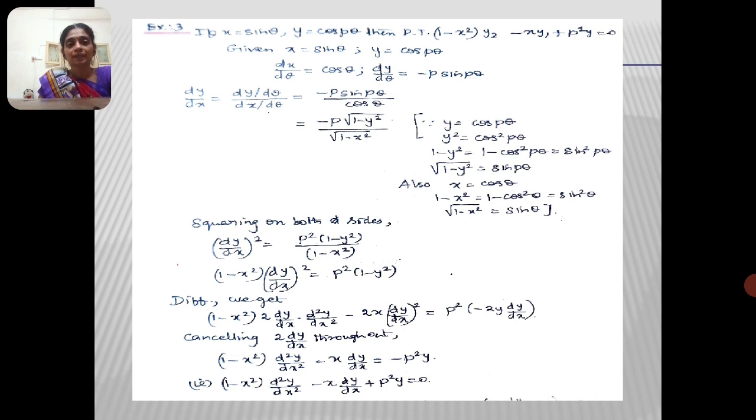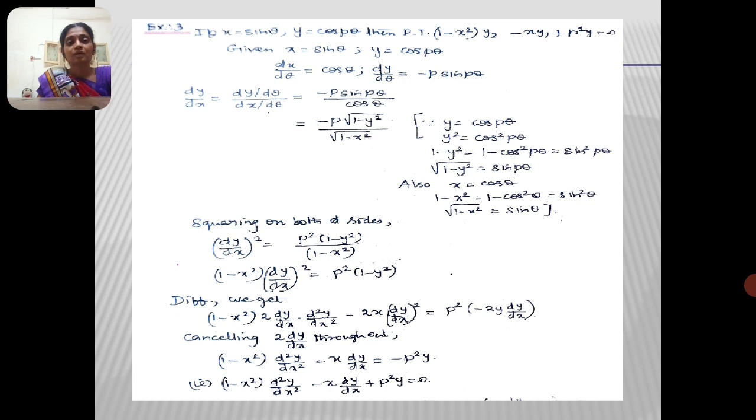Now we write sin p theta value and cos theta value. That is given y equal to cos p theta. So we have to find out sin p theta. So we make use of the identity cos square theta plus sin square theta is 1. So sin square p theta can be written as 1 minus cos square p theta. This can be written as 1 minus y square. So sin p theta can be written as root of 1 minus y square.